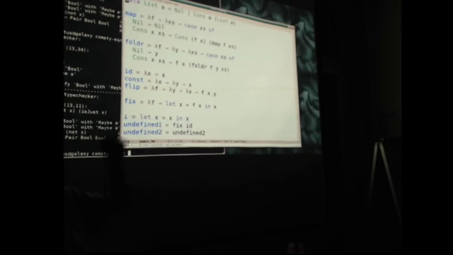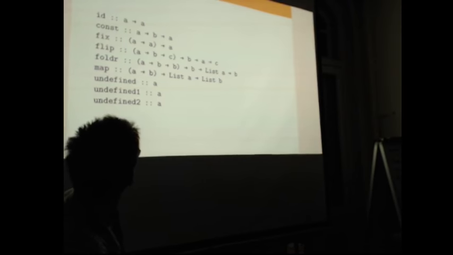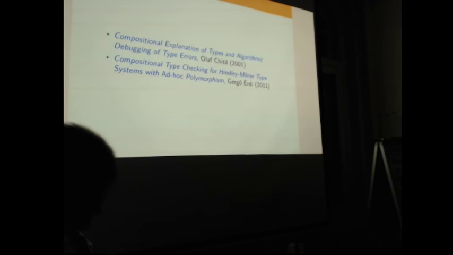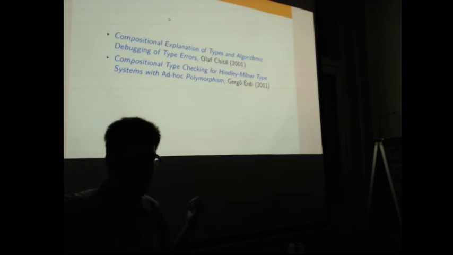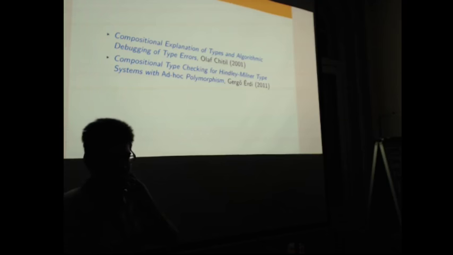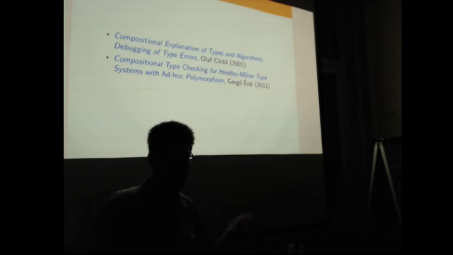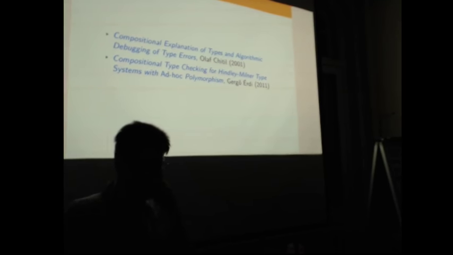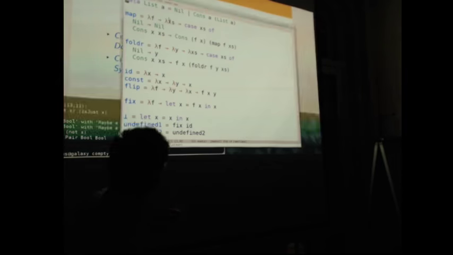You just write something which is like Haskell. So yeah, okay, that's basically it. If you want a lot more details, there are two sources I can recommend. One is a paper from 2001, which is how I encountered this whole thing: Compositional explanation of types and algorithmic debugging of type errors. It defines this compositional type system.